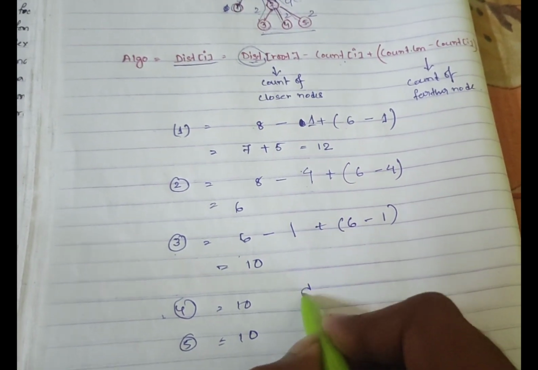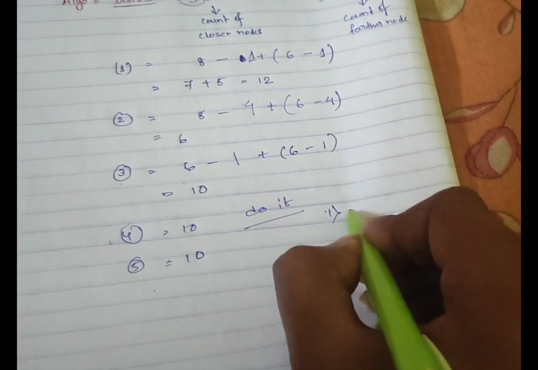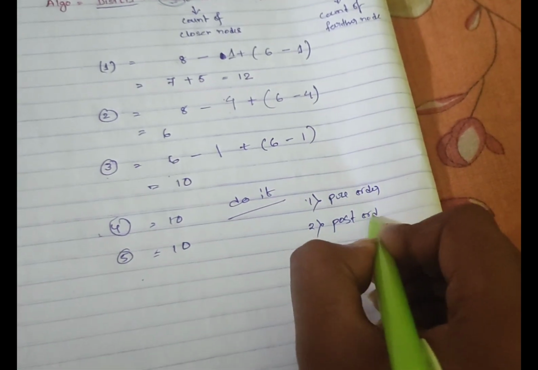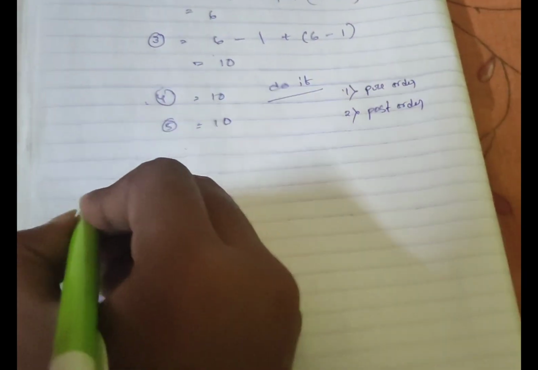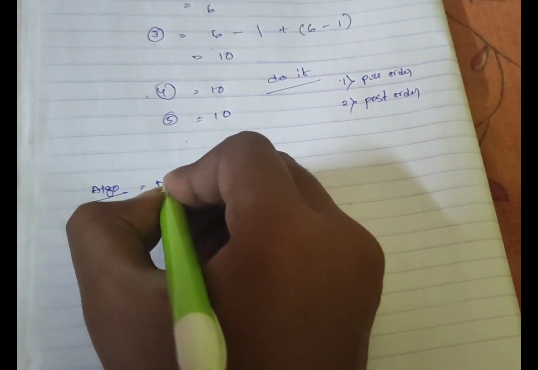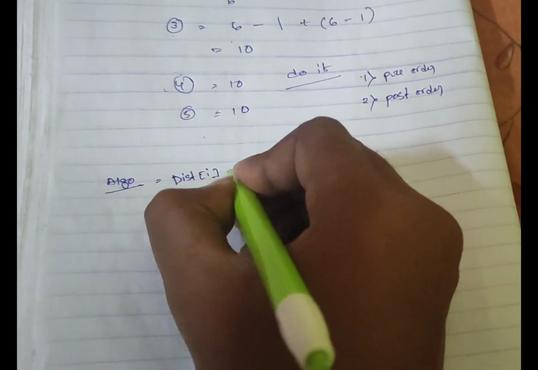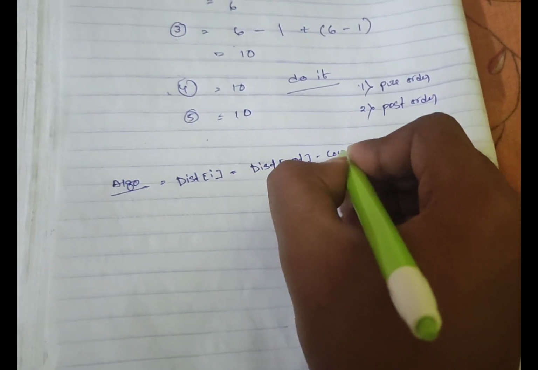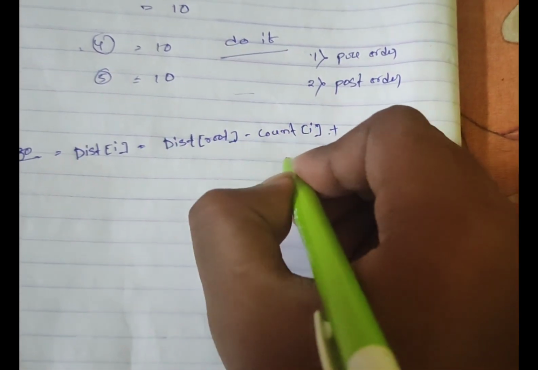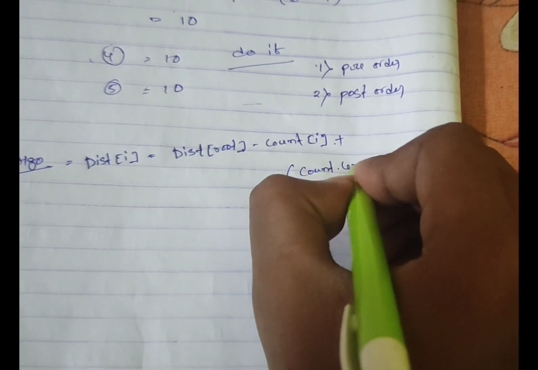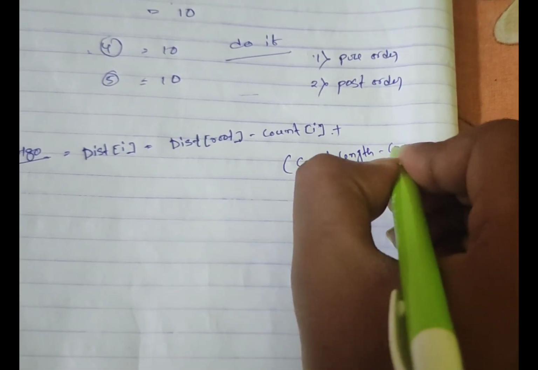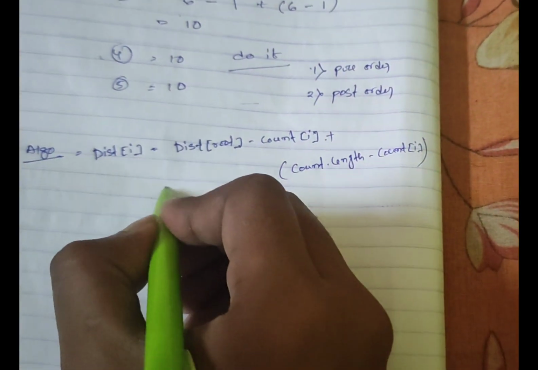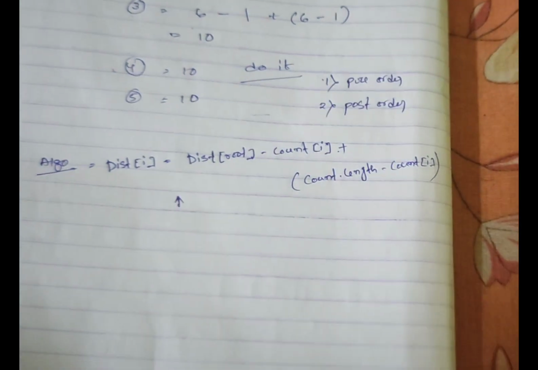So we are easily do it using pre-order traversal, then post-order traversal, and then the algorithm. Just dist of I is dist of root minus count of I plus count dot length minus count of I. So this algorithm is very important for do it.